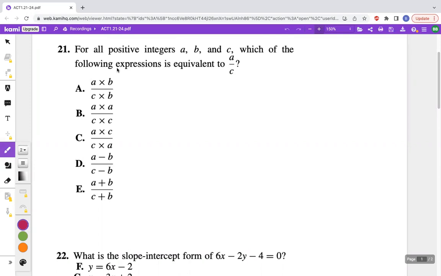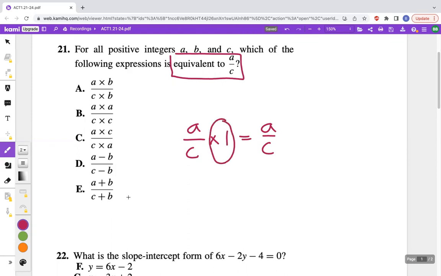I'm just thinking in my head here, what's equivalent to a over c? Well, I'm seeing some addition and multiplication. I know that a over c times 1 is a over c. So I'm looking for something that is equivalent to multiplying something by 1. I know adding and subtracting is not going to be it.